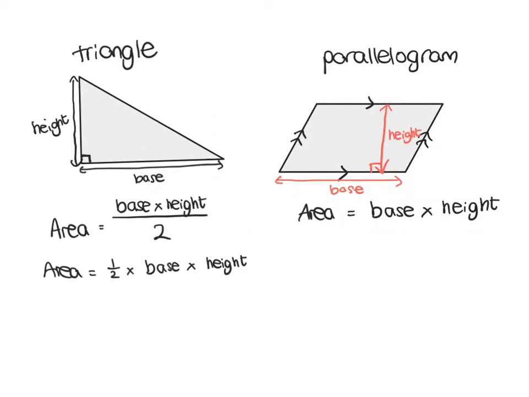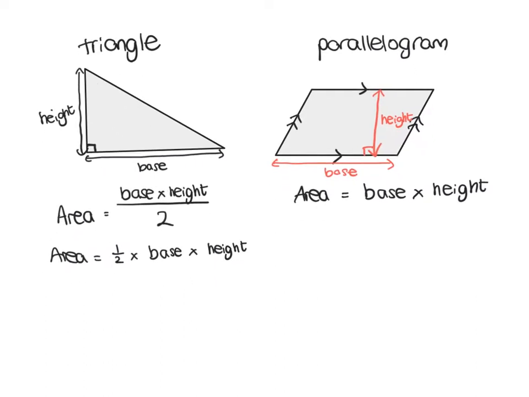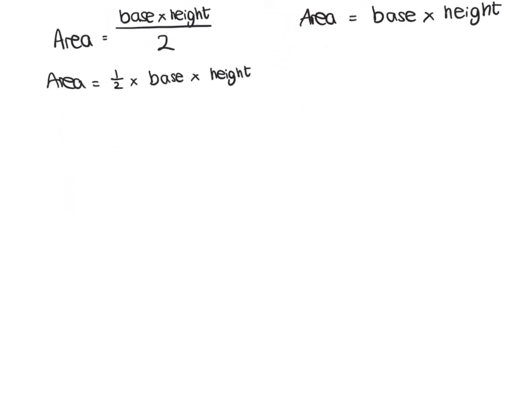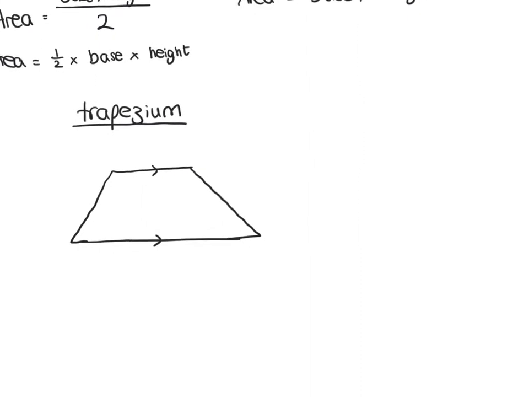Right, last shape then that we want to look at is a trapezium. If you remember, a trapezium is a shape that has one pair of parallel sides. So if I draw one set of parallel lines, and then I'll join up the 2 edges like that, that's my trapezium.